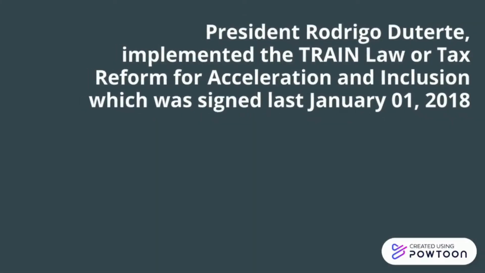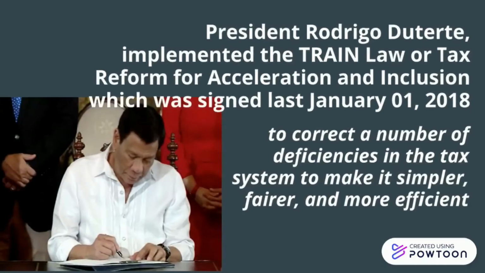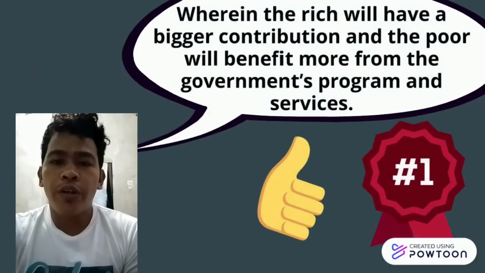President Rodrigo Duterte implemented the TRAIN Law or Tax Reform for Acceleration and Inclusion, which was signed last January 1, 2018, which seeks to correct a number of deficiencies in the tax system to make it simpler, fairer, and more efficient, wherein the rich will have a bigger contribution and the poor will benefit more from the government's programs and services.